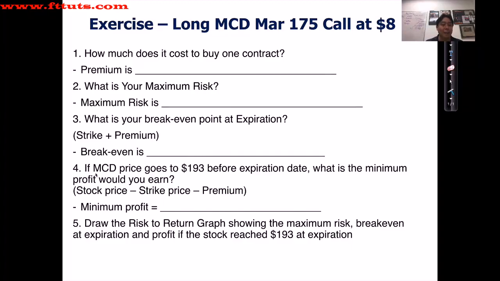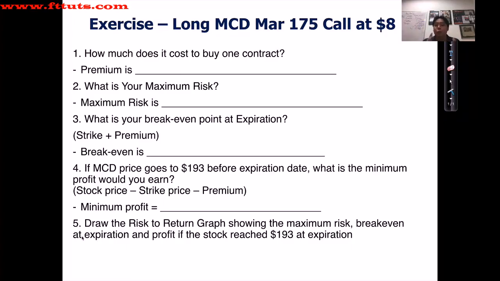Next, question 4. If McDonald's goes to 193 before the expiration date or at the expiration date, what is the minimum profit you would earn? Again, if it reaches there before the expiration date, you'll make a lot more profit because of the extrinsic value. But what's the minimum profit that you will make if it goes to 193? Again, hint: take the stock price minus the strike price minus the premium and you get your answer. Please do it right now.